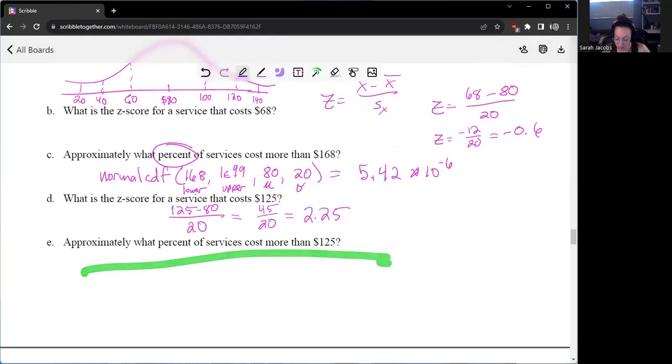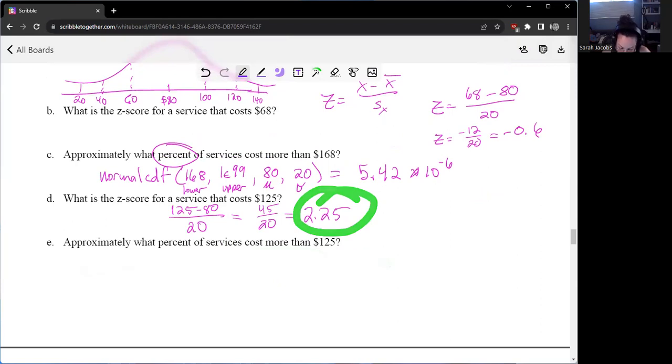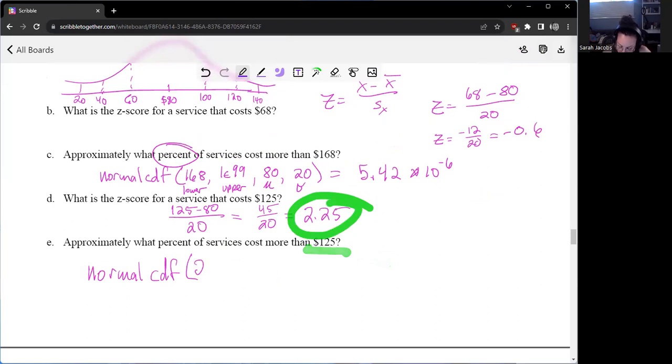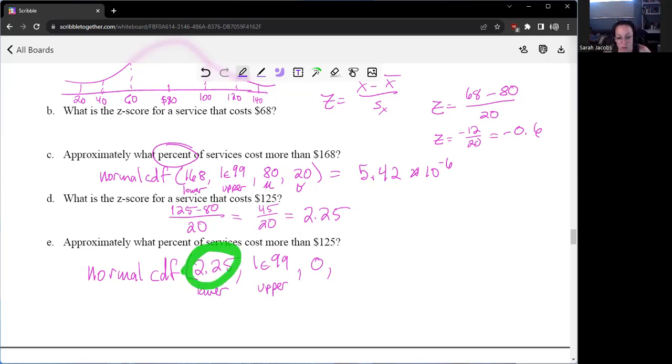So just for fun, since we just got the Z-score, I'm going to use the Z-score. We're looking for a percent. So again, it's normal CDF. And more than 125, well, that has a z-score of 2.25. So I'm going to use my z-score as my lower bound. Then I'm going to use essentially positive infinity as my upper bound. Now I'm going to use the standardized mean, which is 0, and the standardized standard deviation, which is 1.